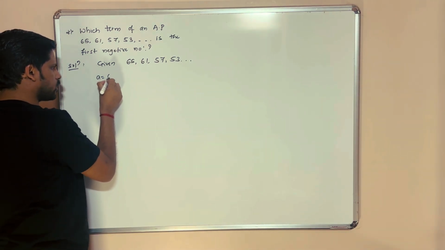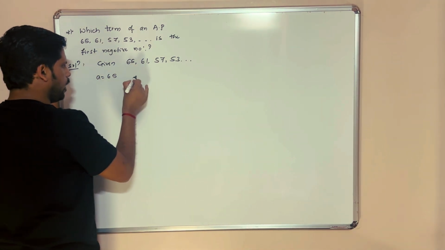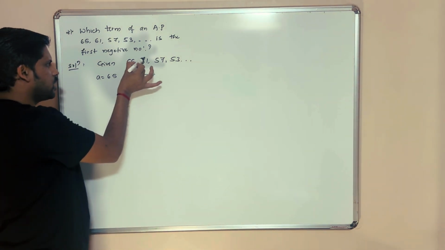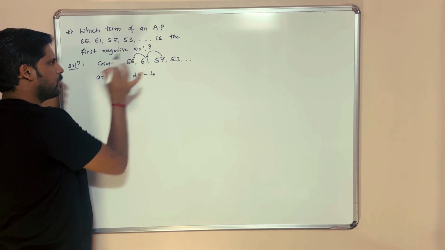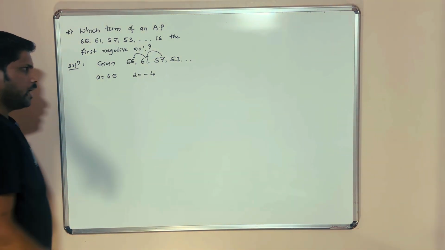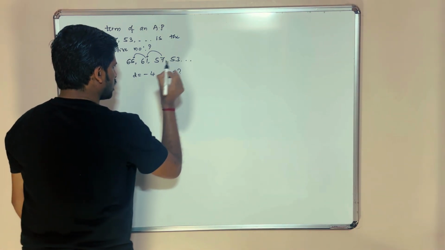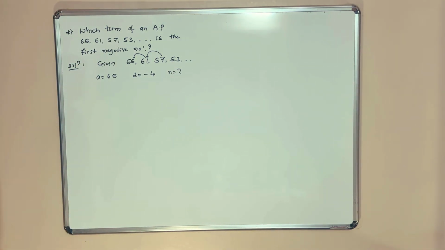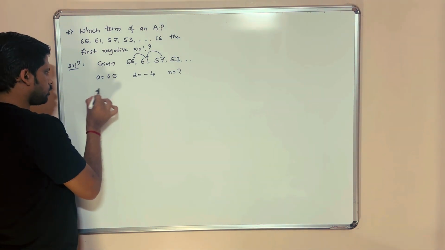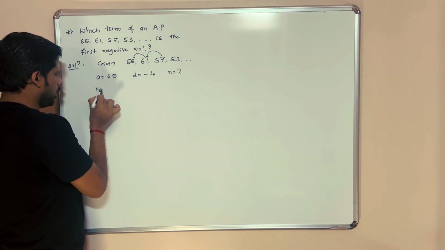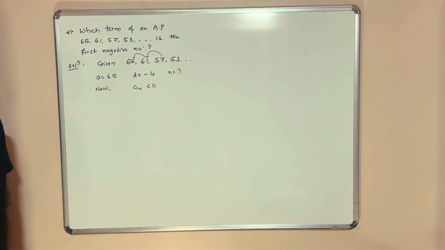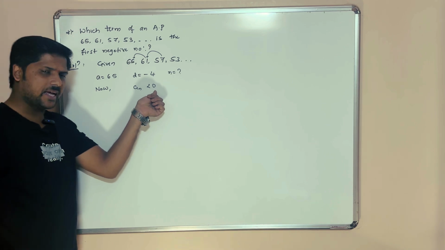Here a is equal to 65 and common difference is minus 4. Common difference is minus 4 because 61 minus 65, 57 minus 61, we get minus 4. And here we have to find n, that is, in which term we are going to get a negative number, right? So for that, a negative number can be written as an less than 0, where we are going to get the first negative number.